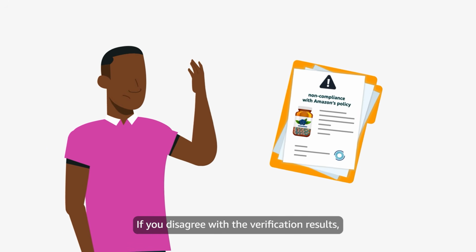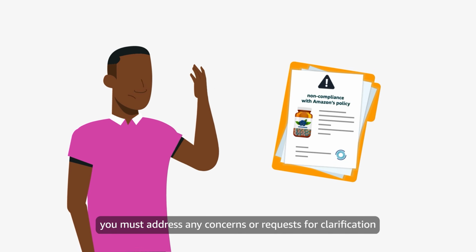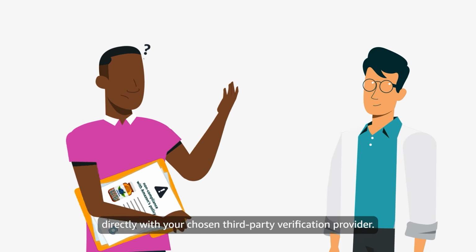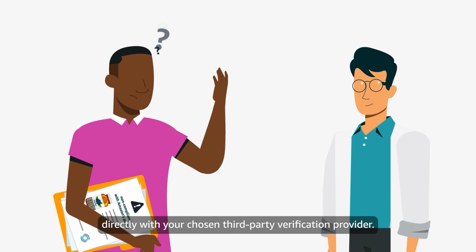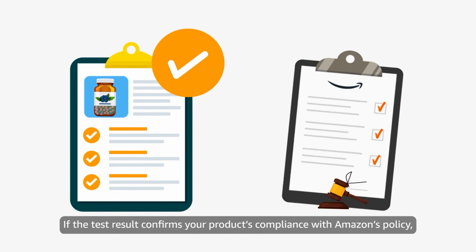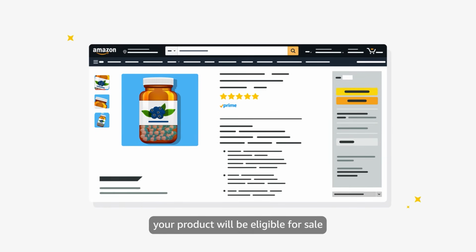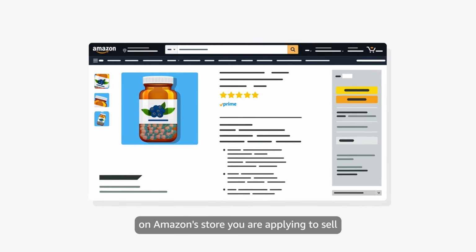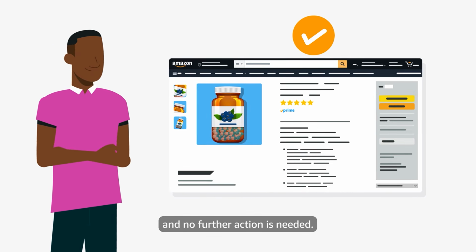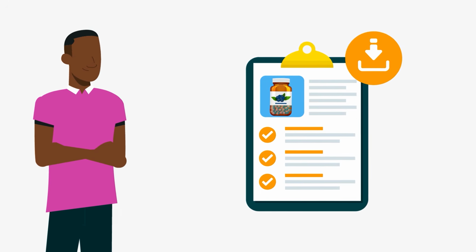If you disagree with the verification results, you must address any concerns or requests for clarification directly with your chosen third-party verification provider. If the test result confirms your product's compliance with Amazon's policy, your product will be eligible for sale on the Amazon store you are applying to sell, and no further action is needed. You can also download the test results.